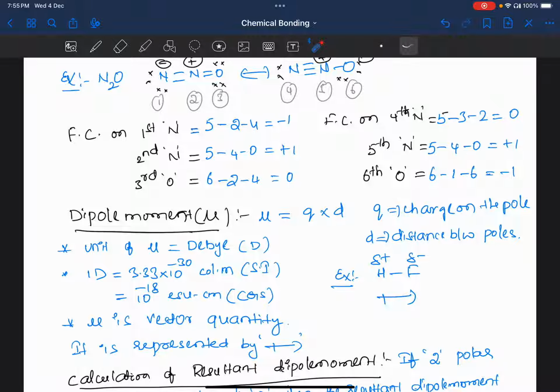So charge Q indicates the charge on the pole. D indicates the distance between two poles. For example, here I took the hydrogen fluoride molecule. In hydrogen fluoride, hydrogen belongs to the first group, therefore it possesses partial positive charge. And fluorine belongs to group seven A, therefore it possesses partial negative charge.